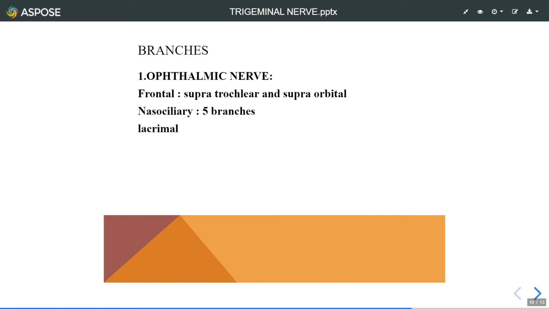Next of all, we see about the nasociliary, which consists of 5 branches, that is anterior ethmoidal, posterior ethmoidal, long ciliary, nerve to ciliary ganglion and infratrochlear. Next, the last branch is lacrimal.